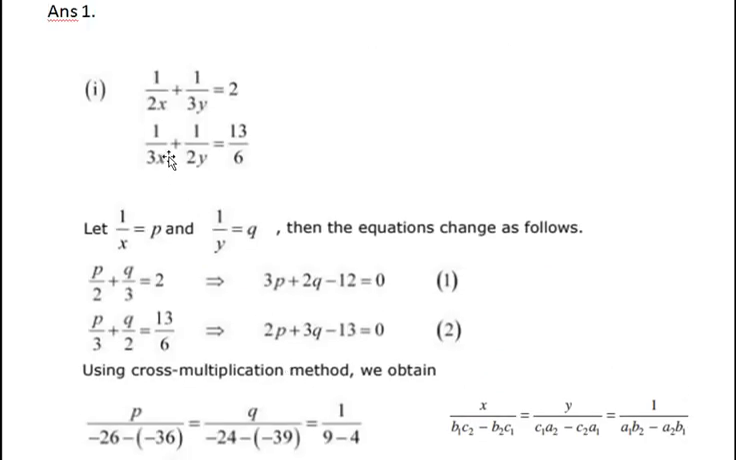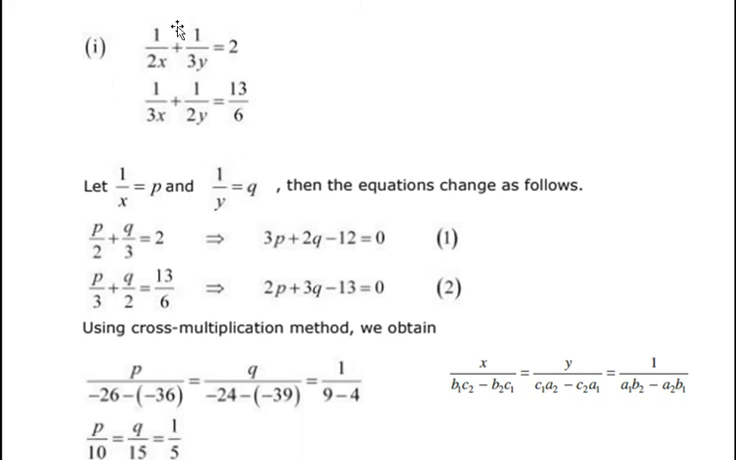Now here, these are in fractions. So what we are going to do is let the fractional parts first: 1 by x is equal to p and 1 by y is equal to q. You can let any letter. So the equation changes to p by 2 plus q by 3 equals 2.